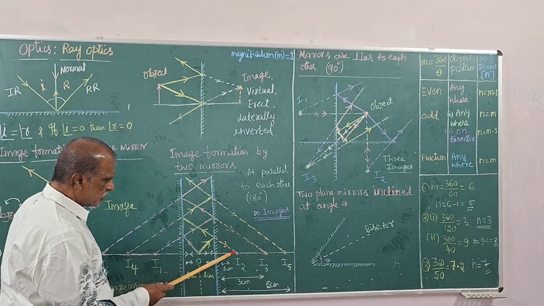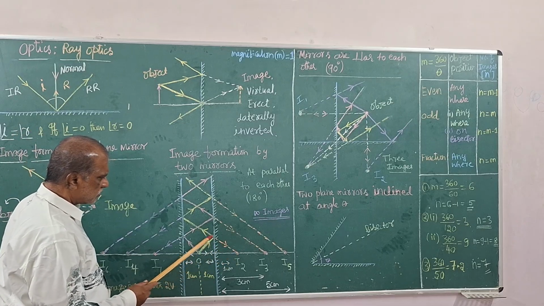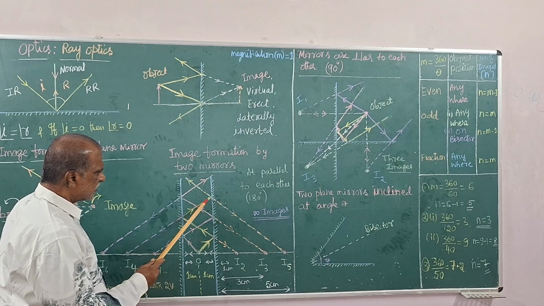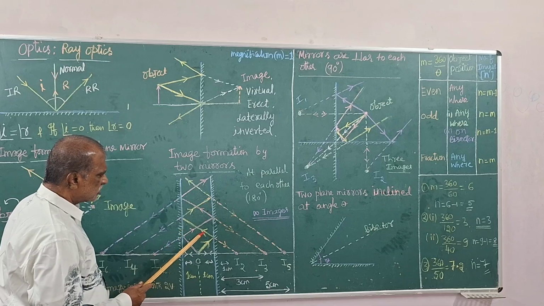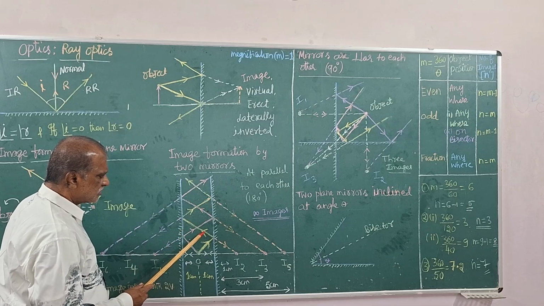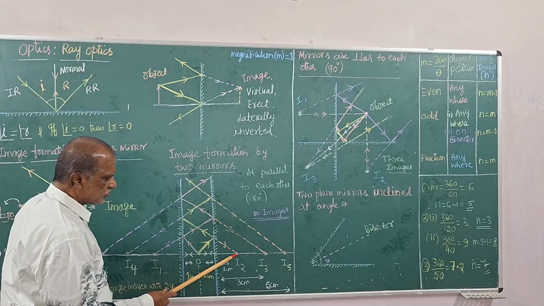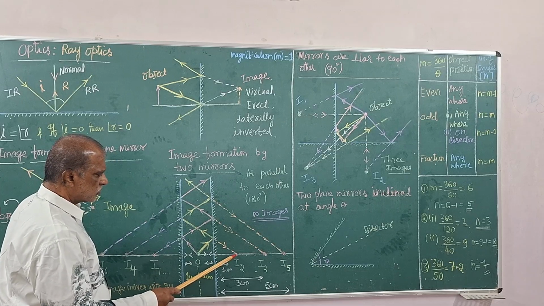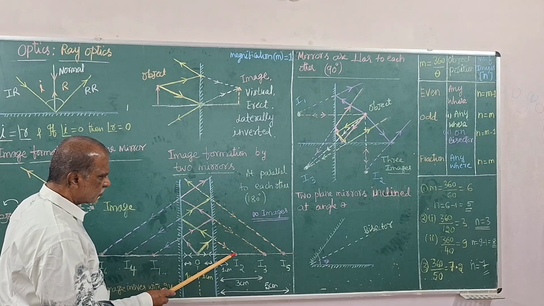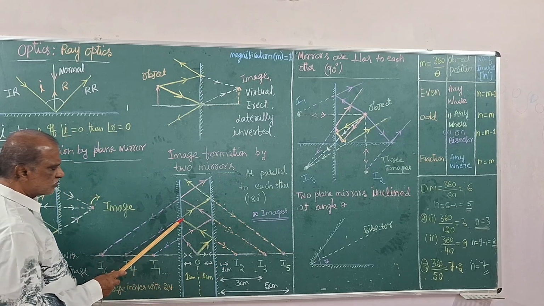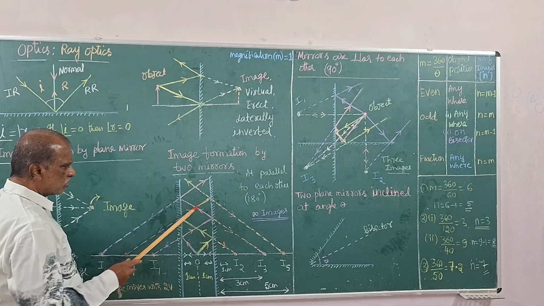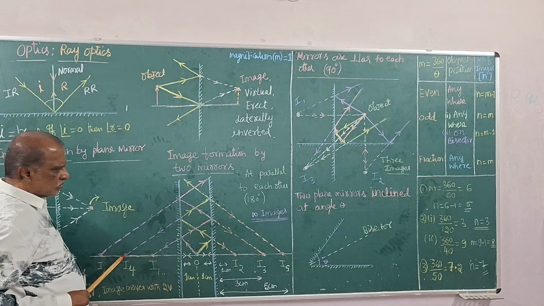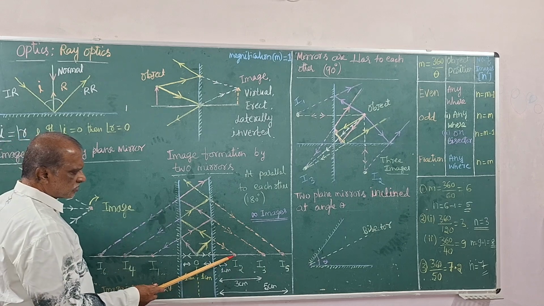Now, look at this image. This image is reflected like this, and on this continuation it is further reflected. So this reflected ray, as if it appears from this object, that is a virtual image. So it appears from this and is reflected like this, and we extend like this to form the image.